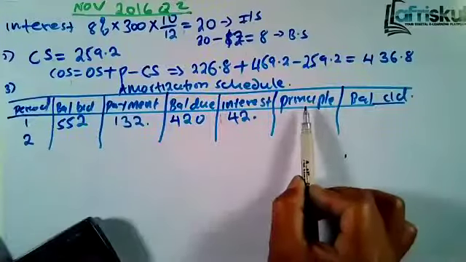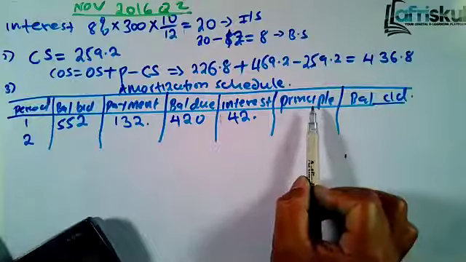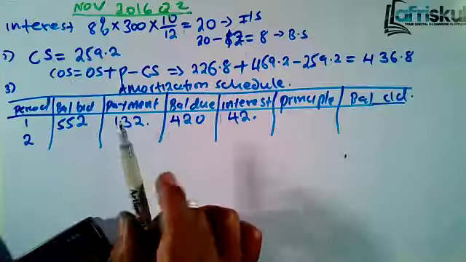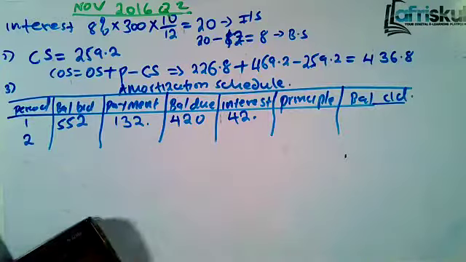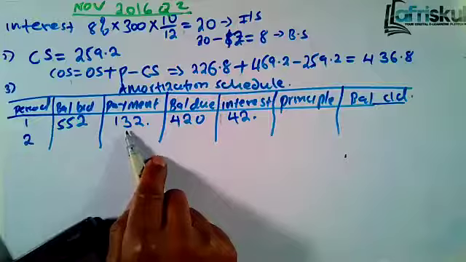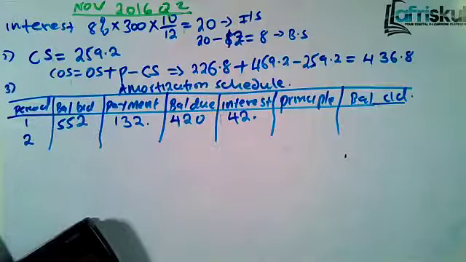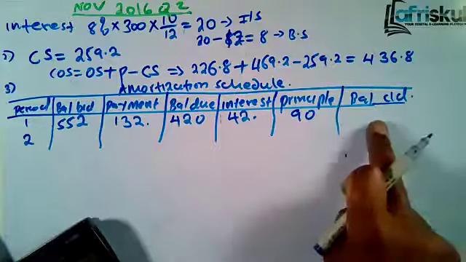Now let's get the principal. How do we get the principal? Remember, you already paid them 132. If you paid them 132, the interest was inside. So first of all, you eliminate the interest. So it's 132, you remove the interest of 42. So that means the principal is 90. If you pay 90, that means the balance carried down.